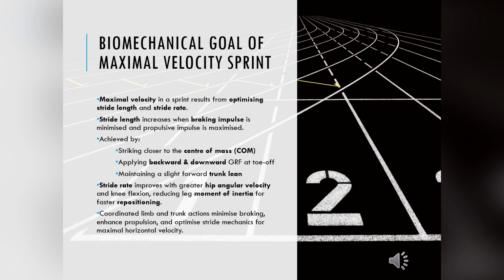The biomechanical goal of sprinting is to maximize horizontal velocity by generating backward-directed ground reaction forces that propel the center of mass forward. Stride length improves when braking impulse is minimized and the propulsive impulse is maximized. This is achieved by striking closer to the center of mass, applying a backward and downward force at toe-off, and maintaining a stable, slightly forward-leaning trunk.